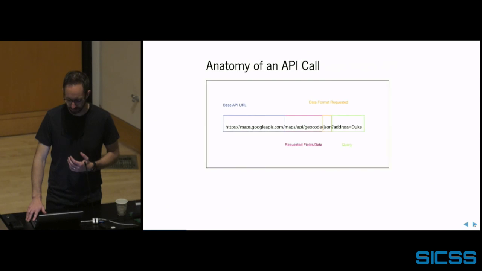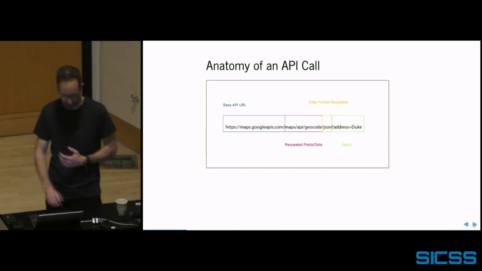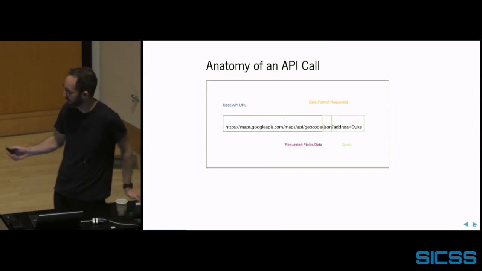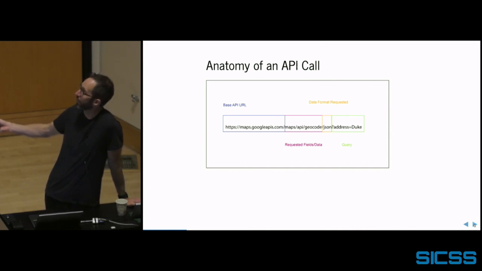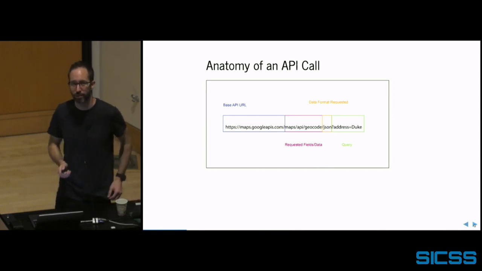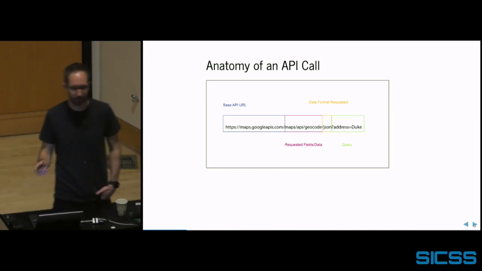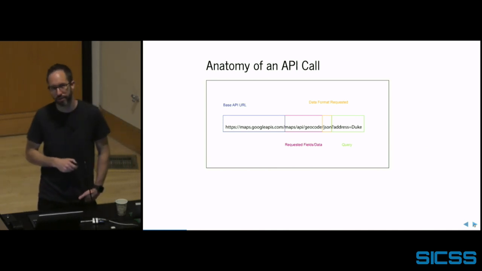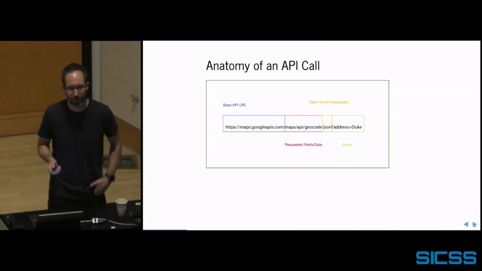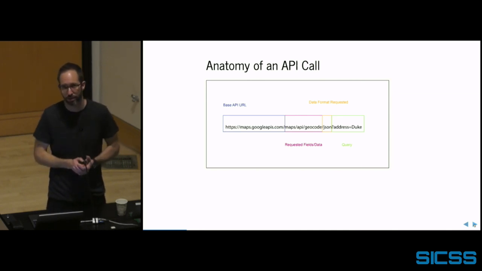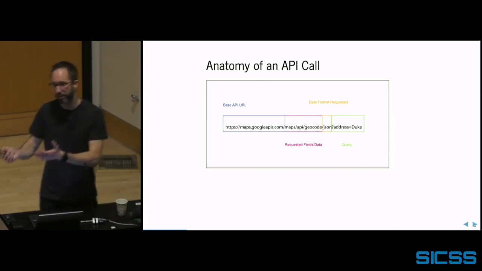So here's the anatomy of an API call. First, we have what's often referred to as the base URL or the base API URL. The one we're using today is called maps.googleapis.com. And this is one of over 100 APIs that Google maintains. So Google has various search APIs, various map APIs, various advertising APIs, a lot of APIs that do things that social scientists might not be interested in, but it also has a translate API.